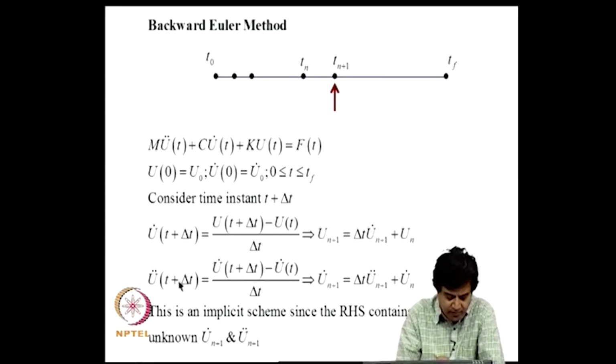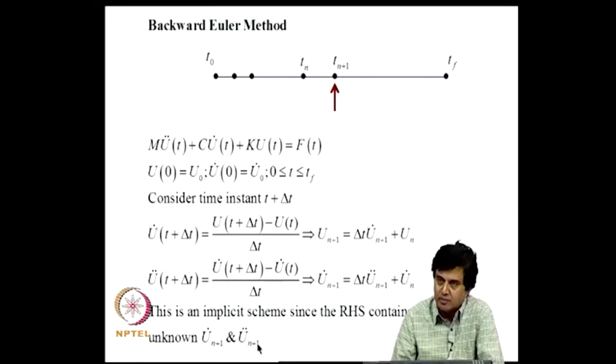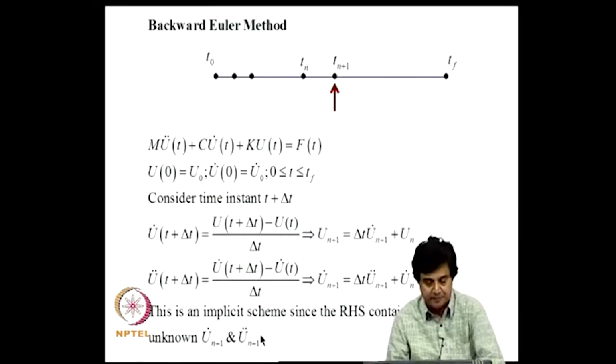Similarly, I get from the backward difference approximation to the acceleration, u dot n plus 1 is delta t u double dot n plus 1 plus u dot n. Now clearly you see that this is an implicit scheme because the right hand side contains unknowns u dot n plus 1 and u double dot n plus 1. So it is an implicit scheme.